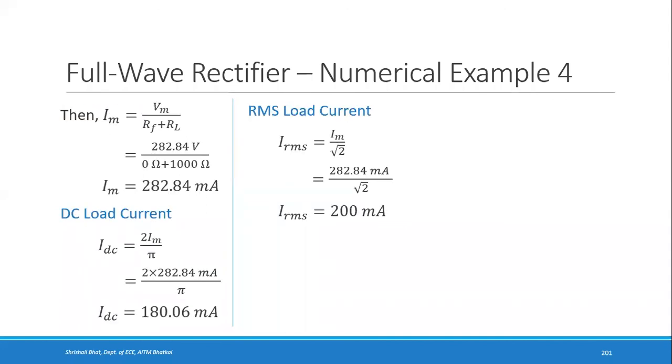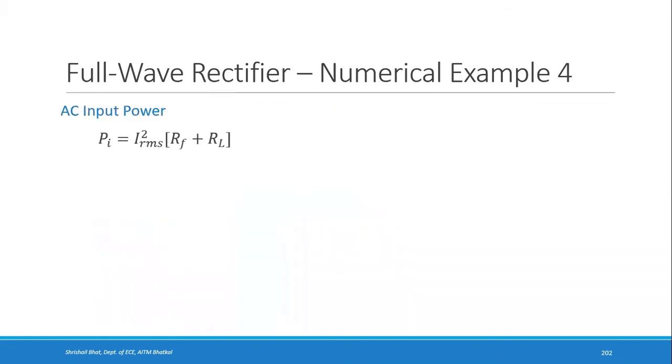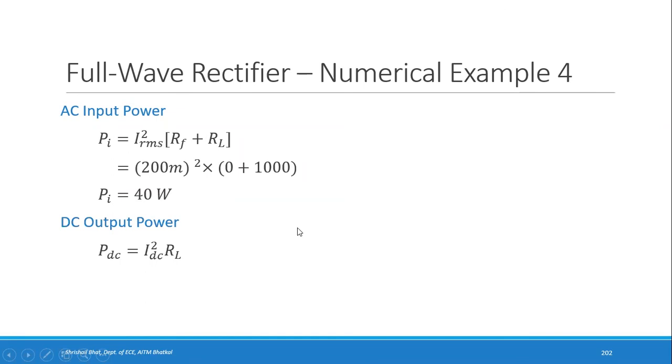To find efficiency, we will calculate using the same IRMS and IDC. PI is IRMS square into RF plus RL. What is RF? RF is 0. So it is IRMS square into RL. IRMS is 200 milli. You square and multiply with 1000, you'll get 40 watts. PDC is IDC square into RL. IDC is 180.06 milli, the whole square into 1000. What is the value of PDC? 32.42. Yes, 32.42 watts. This is PDC.